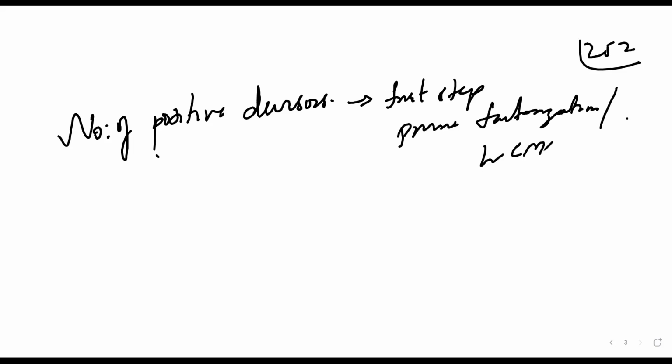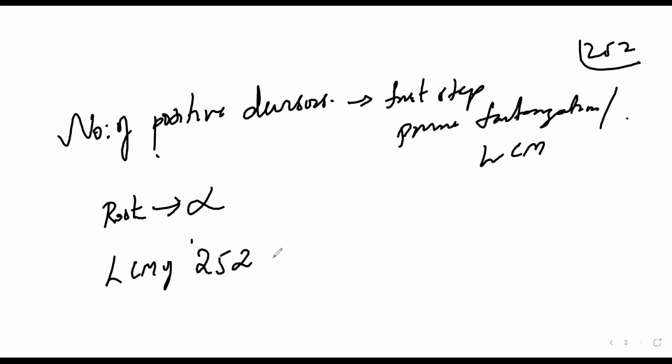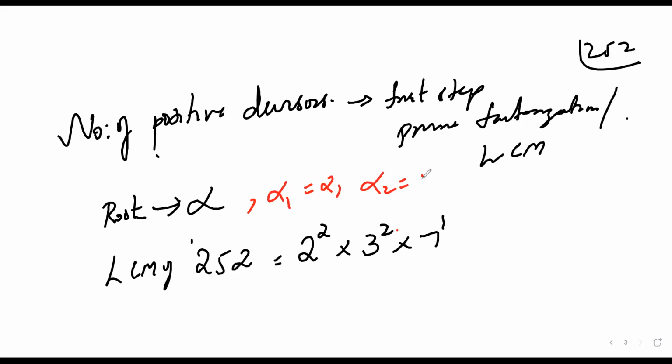Then the formula I'm going to use takes the roots, or exponents, as alpha. For 252, the prime factorization is 2 square into 3 square into 7 power 1. So what are my alphas? Alpha 1 is 2, alpha 2 is again 2, alpha 3 is 1.